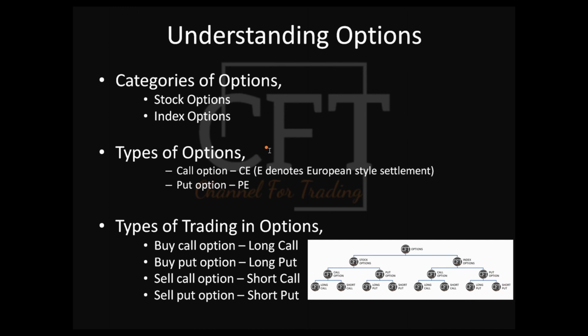So what exactly does the E denote in that particular CE denotation? In CE, C stands for call option and E denotes the European style settlement. We have European style settlement and American style settlement. In European style settlement, you can exercise the option only on the day of expiry. In American style settlement, you can exercise the option on any day. That is the difference. In the Indian stock exchange, we are using European style settlement, so we can exercise the option only on expiry day.